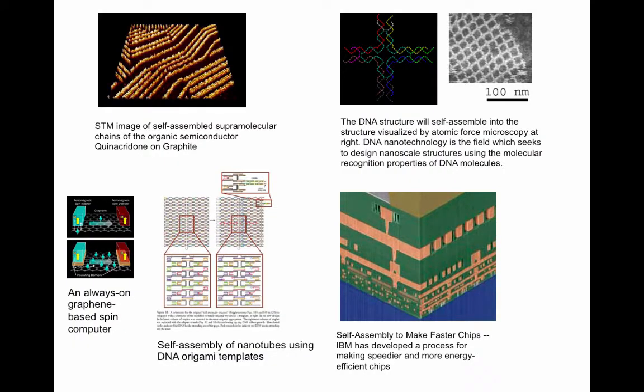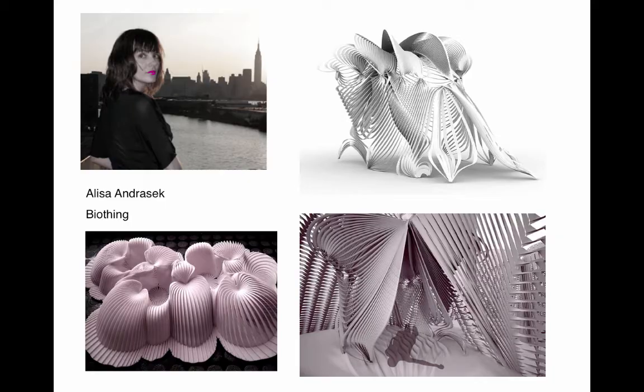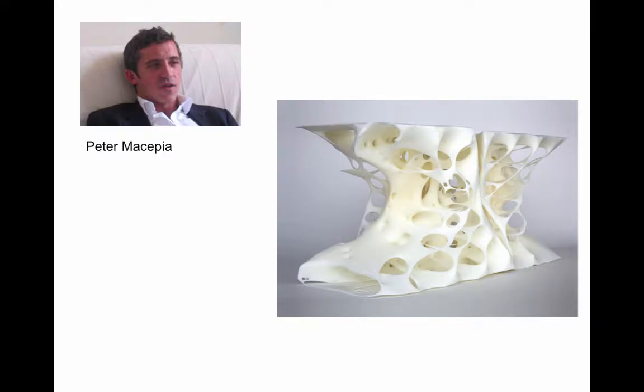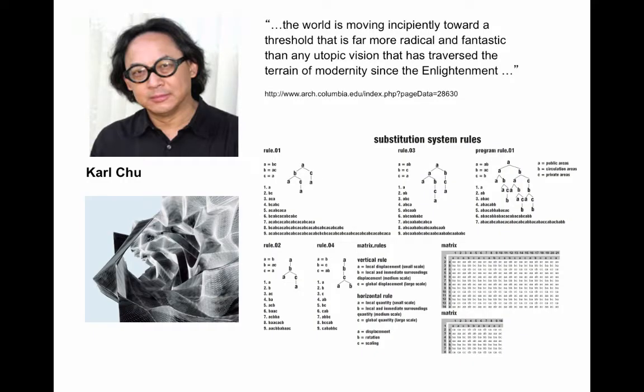We see self-assembly going on. IBM's using it for making chips. And we see architects using this. Here's Elisa Andrzejczyk using these kinds of computational principles for making her architecture. Elena Manferdini using them for fashion, for architecture. Peter Macapia using flocking software and making his architecture. Karl Chu gives his students 3 genes, and by the end of the semester, the building has made itself.